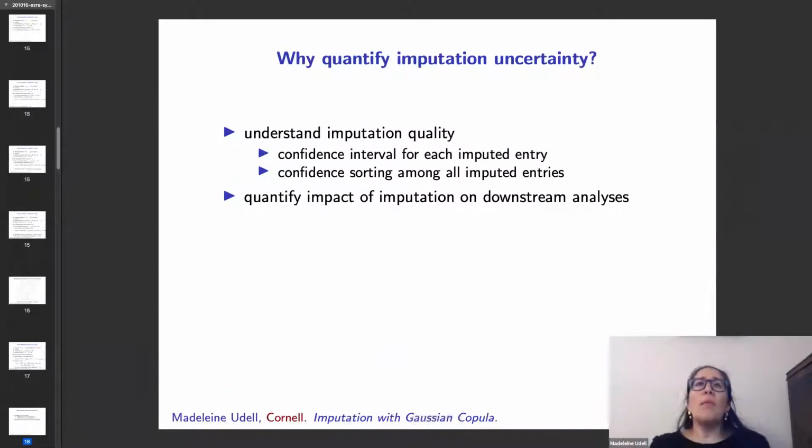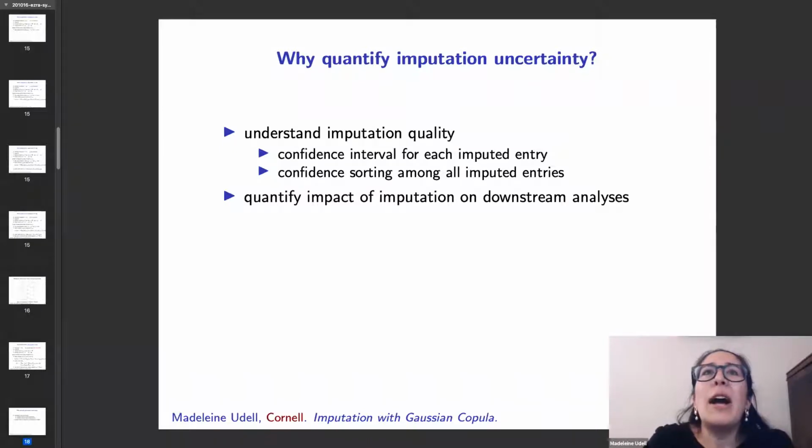Why would you bother quantifying the imputation uncertainty? Well, you might want to understand the imputation quality. You might want to, for example, produce a confidence interval for every imputed entry, or even sort confidences among imputed entries. Maybe you'd like to be able to say, this is the entry I have the most confidence in, this is the next one, this is the next one. That can be useful for maybe a recommender system. You might want to recommend, for example, movies that not only you think will be liked by the customer, but that you're very confident will be liked by the customer.